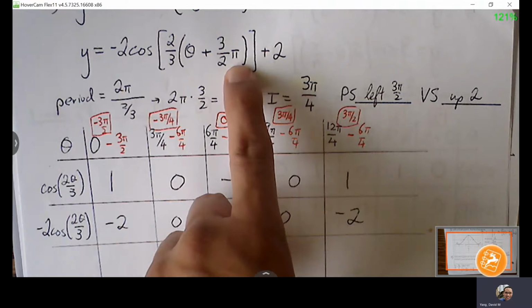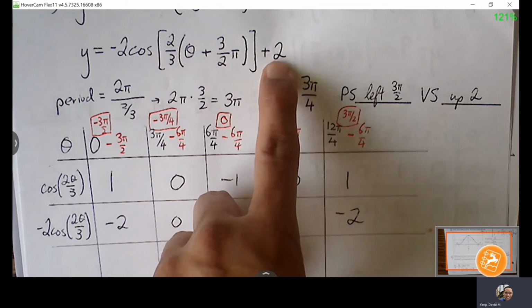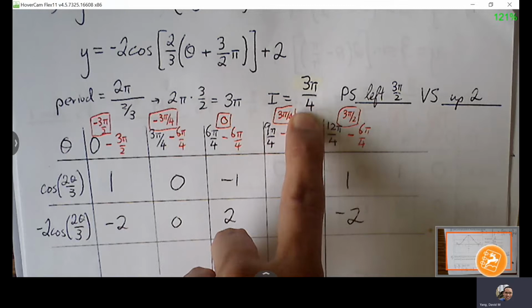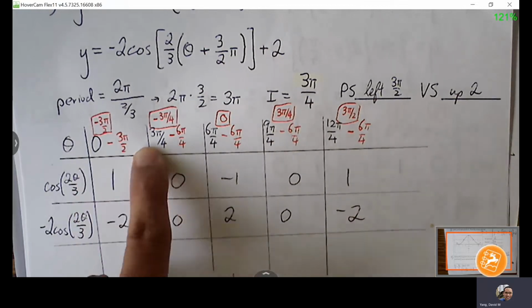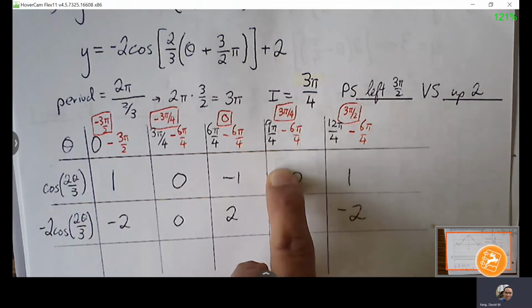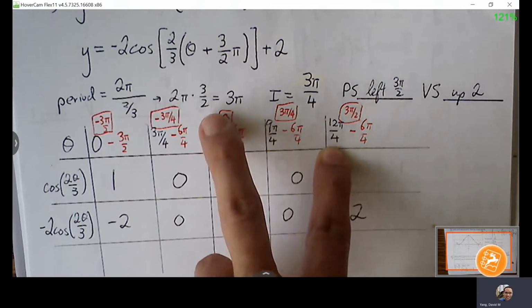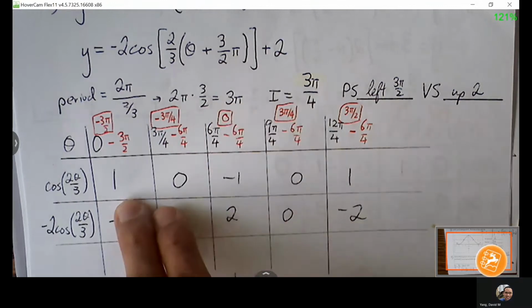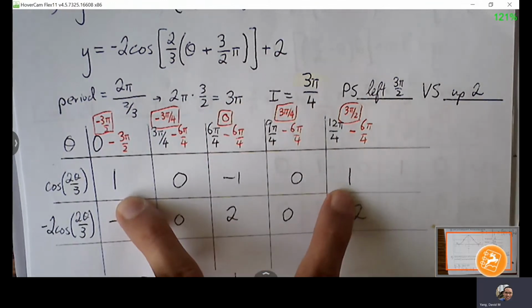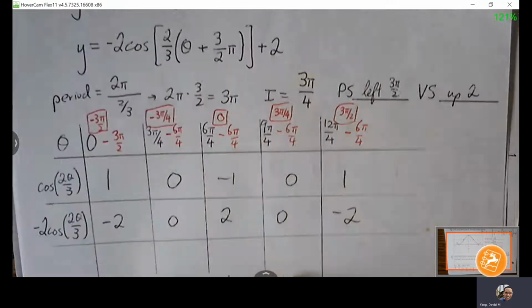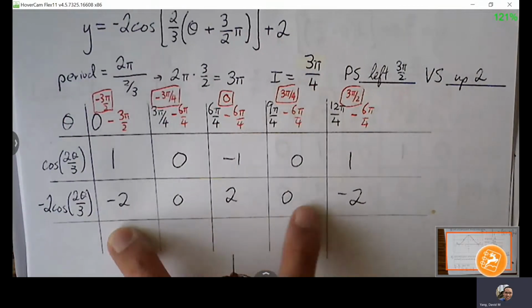Phase shift is left 3/2 pi, which we'll do at the end, and then plus 2, up 2 units. So starting with the interval, I'm going to start at 0 and keep adding 3/4 pi until I make my way to 12 pi over 4, which is 3 pi. That confirms that we're moving along the right cycle or subinterval. Cosine starts at the max, ends at the max. Multiply by -2, so it's going to start at the min and end at the min.